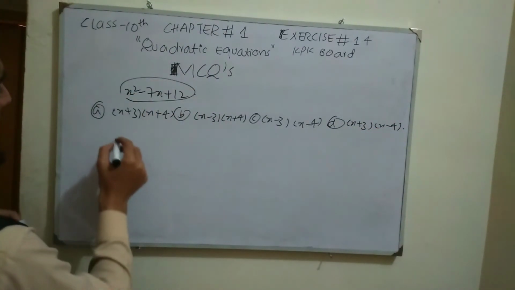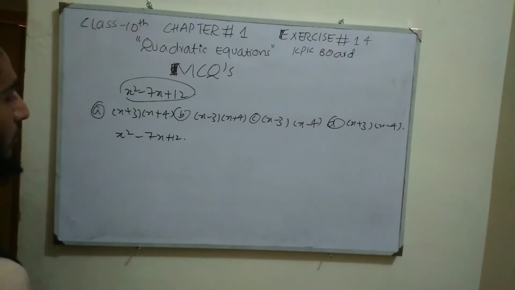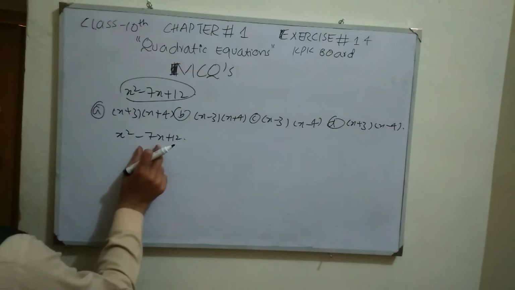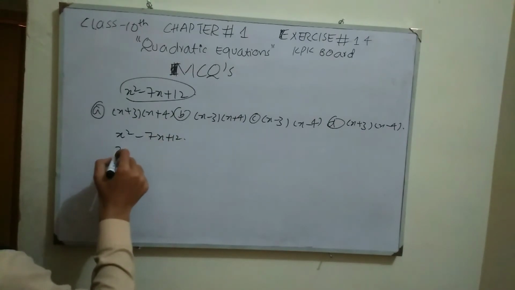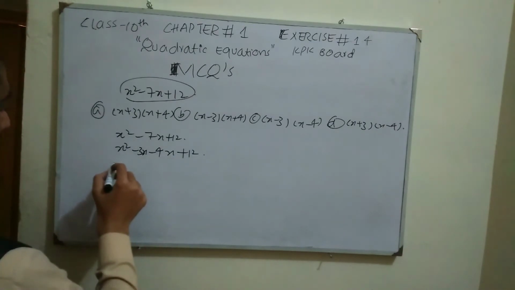Taking this quadratic polynomial x square minus 7x plus 12, we can solve this quadratic polynomial easily through the factorization method. Choose the two numbers. If we add the two numbers, it gives us negative 7x, and if we multiply it, it gives us 12x square. So the two numbers are minus 3x and minus 4x. That's 12. Take out x common.